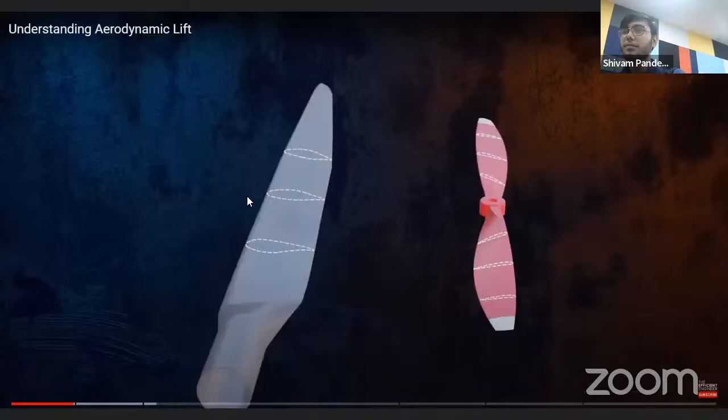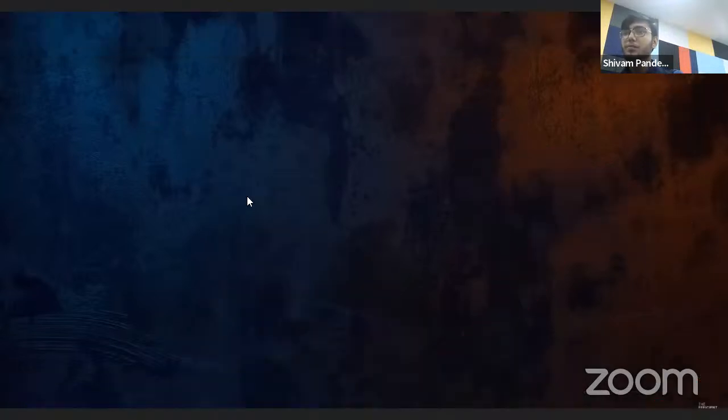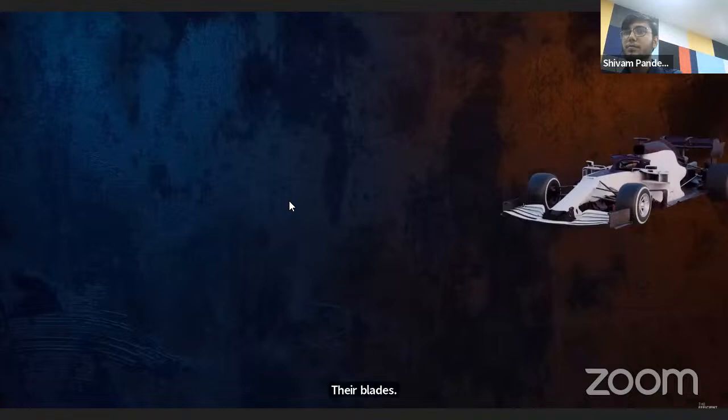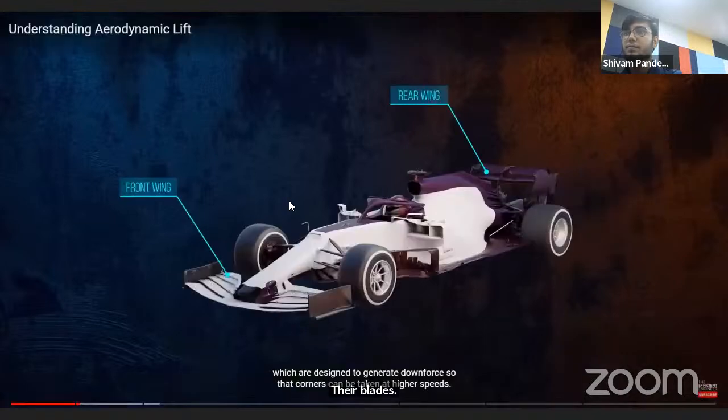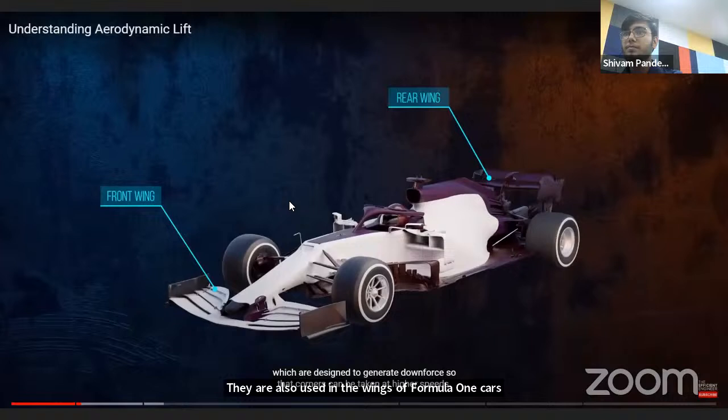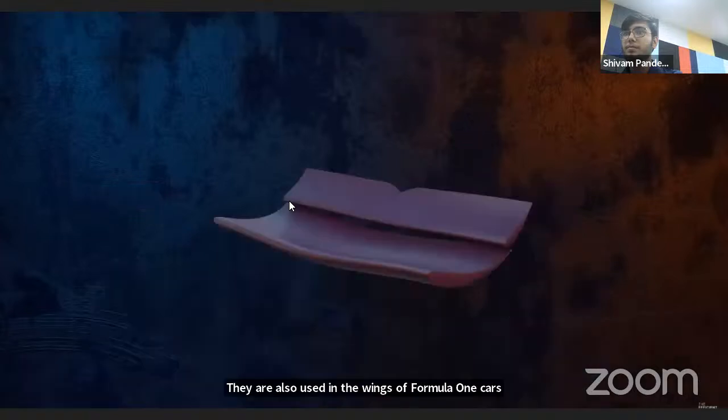Blades. They're also used in the wings of Formula One cars, which are designed to generate downforce so that corners can be taken at higher speeds.